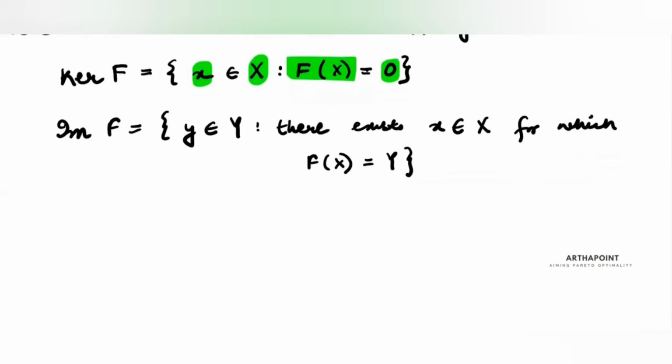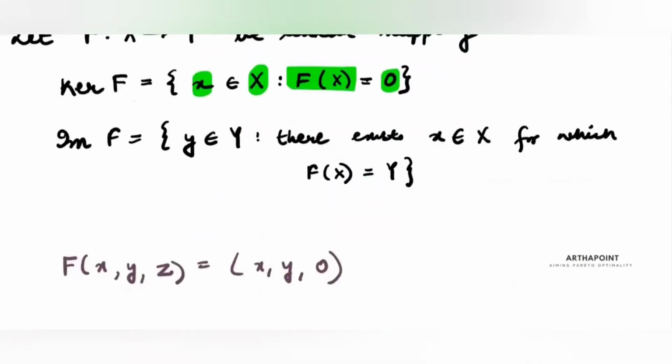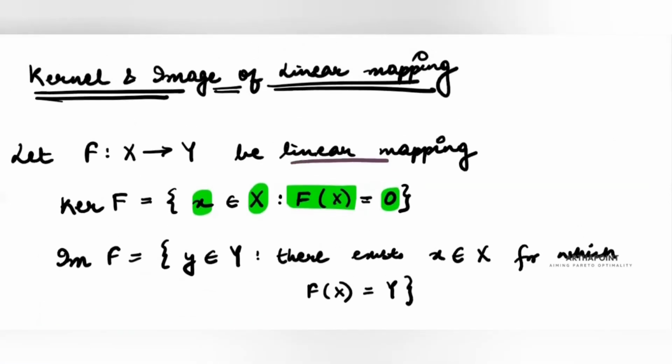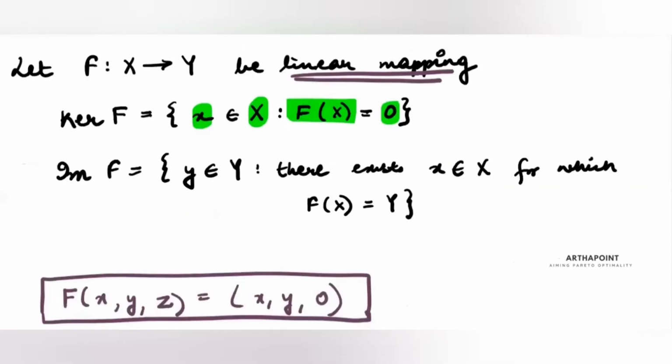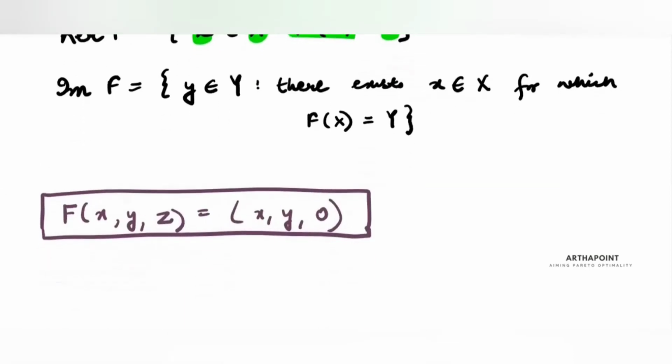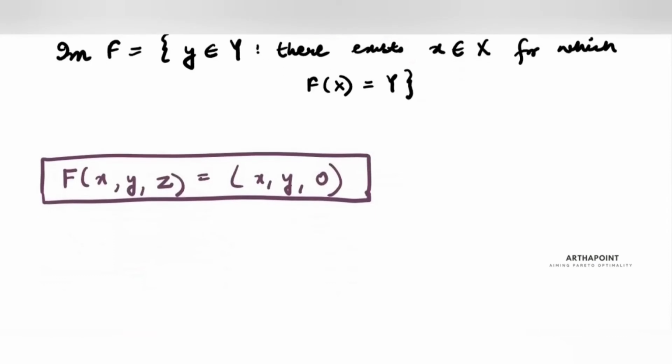So, for example, I'm going to take my function f of (x, y, z) equal to (x, y, 0). Why am I taking this function? Because I have already proved that this is a linear transformation. I already showed you that it satisfies the two properties. So, it is a linear mapping. This is proved. Now, first of all, let's talk about the image.